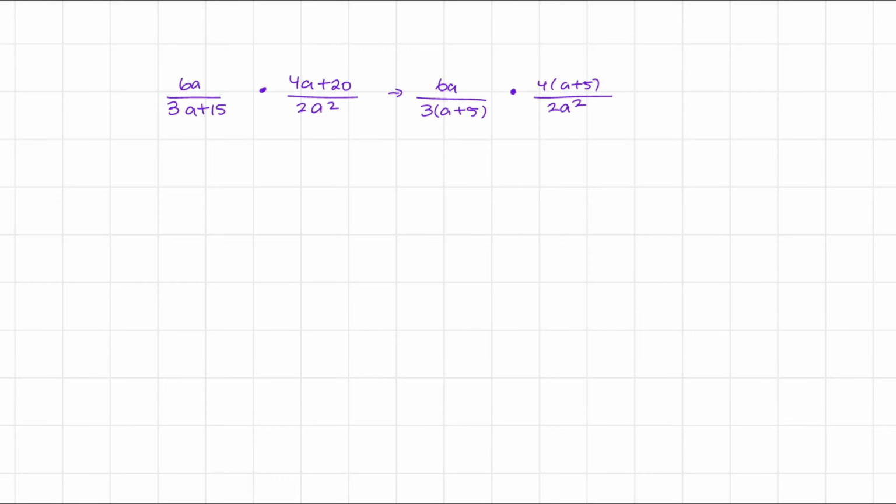And now we could cancel out. So the 6 divided by 3 is 2, and the 3 divided by 3 becomes 1. We can cancel out a plus 5. 4 divided by 2 becomes 2. 2 divided by 2 becomes 1. And we can factor out the a. So that's just 2 over 1 times 2 over a. That's 4 over a.